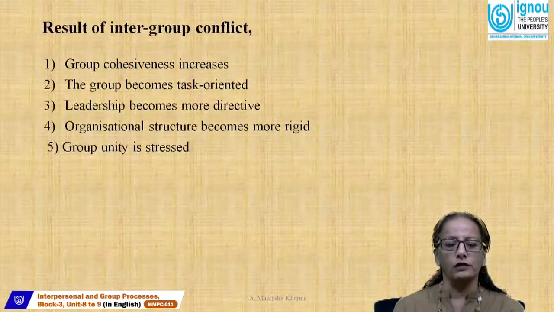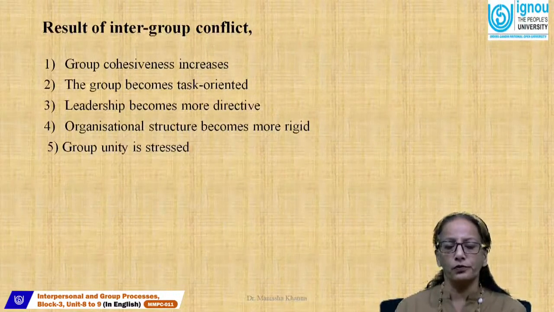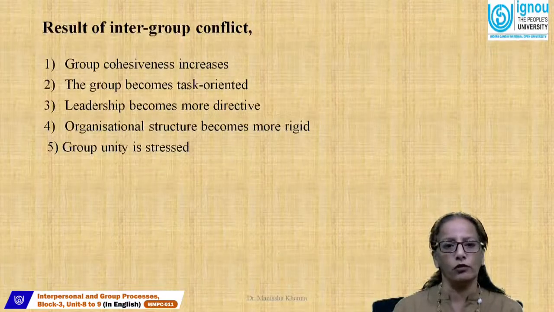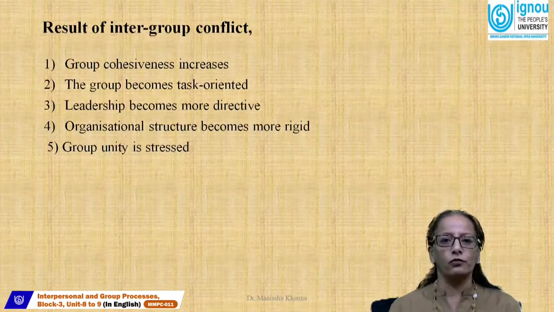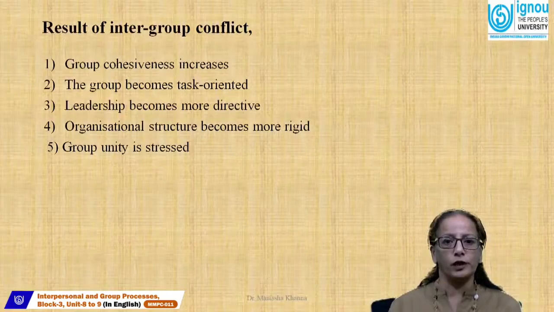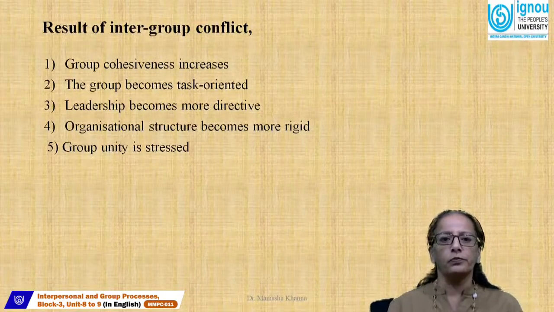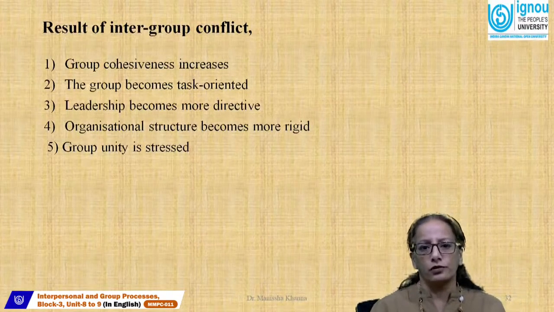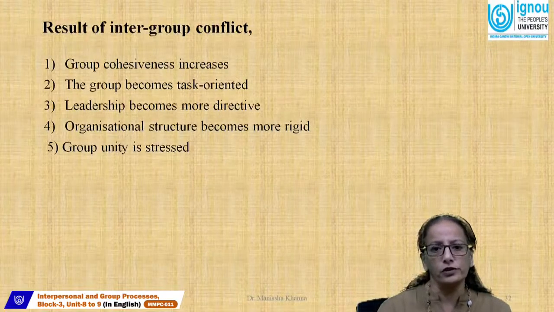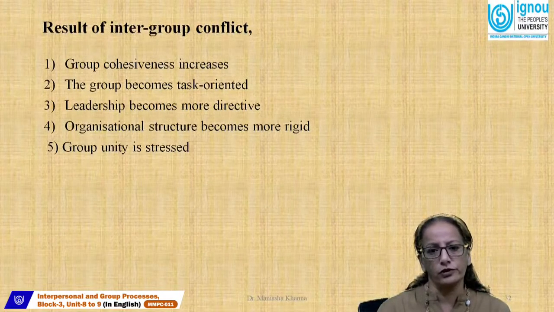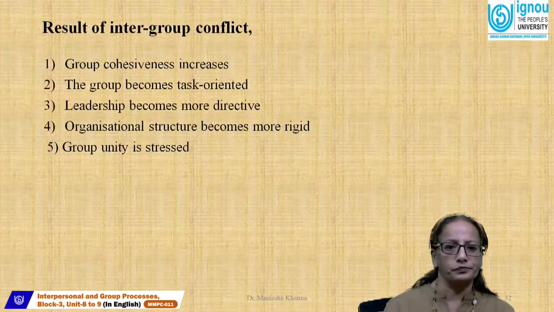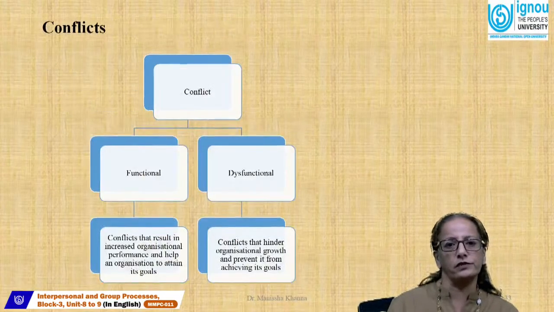The results of intergroup conflict, or maybe inter-team conflict, are that group cohesiveness increases, the group becomes task oriented, leadership becomes more directive, the organization becomes more rigid when insecure, or group unity is stressed.